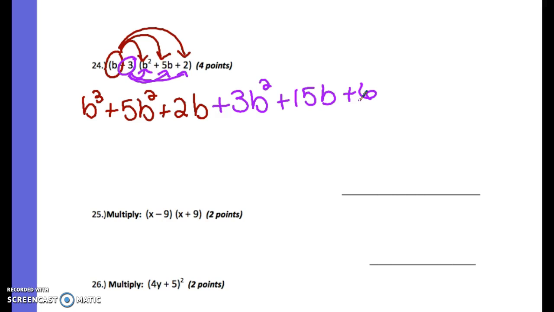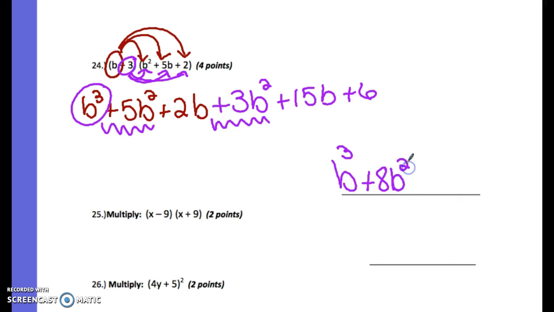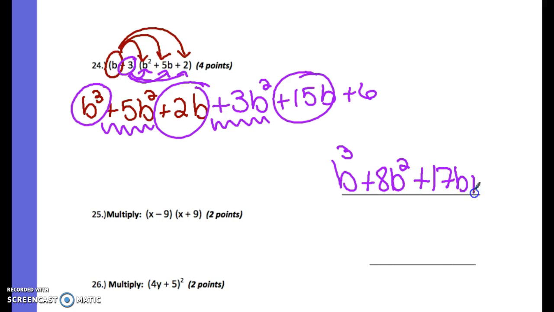Combine your like terms and put it in standard form. There's only one cube, so I'm going to go ahead and write it first. B cubed. Then I have positive 5b squared plus 3b squared is positive 8b squared. Positive 2b plus 15b is plus 17b, and then plus 6.